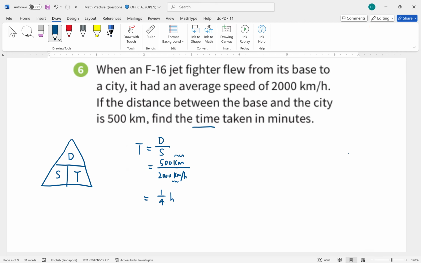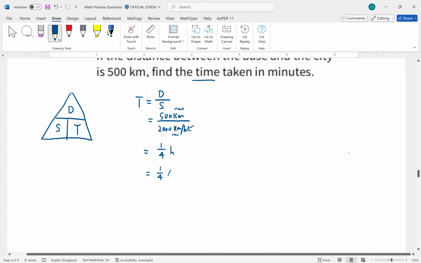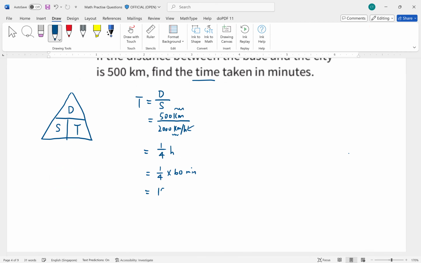How do I know it's hour, not minute and second? Look here, this is hour, right? This is hour. So 1/4 of an hour, to convert to minutes, you times 60. So 1/4 times 60, you get 15 minutes. Right, so this is the way to do questions related to speed.